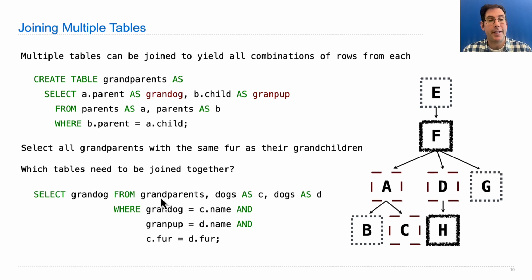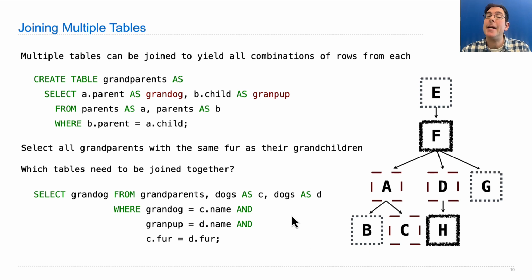When you join those together, grandparents, dogs is C, dogs is D, you then want to specify that the only interesting rows are the ones where the grandpup and the granddog have the fur that we care about in the dog's table, and that the fur is the same.